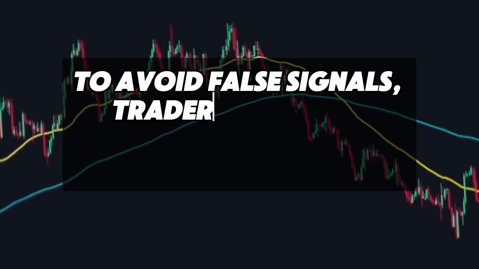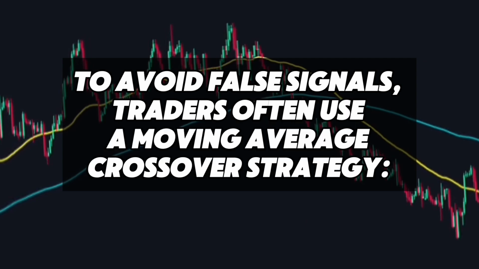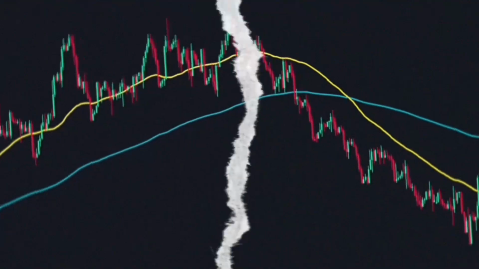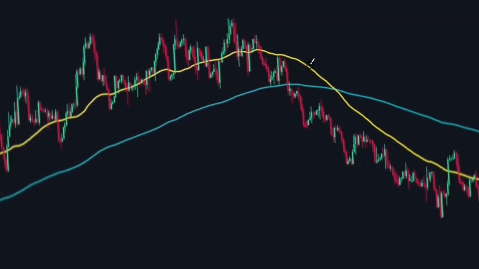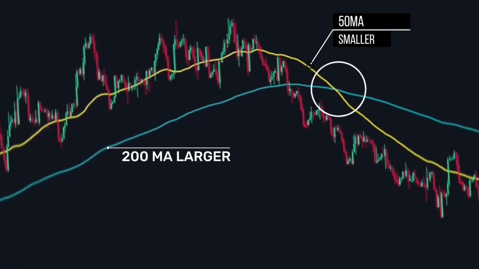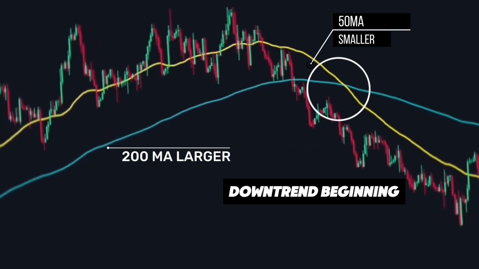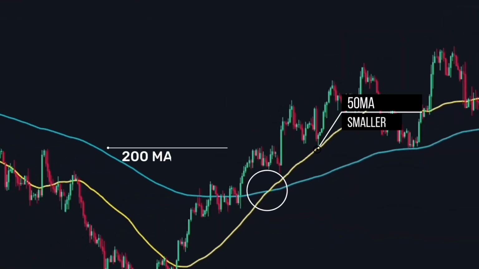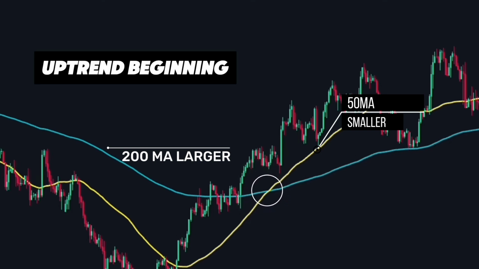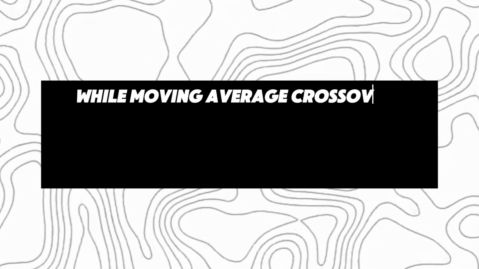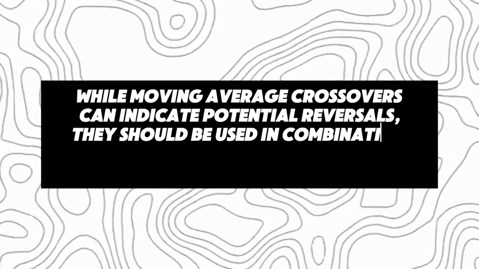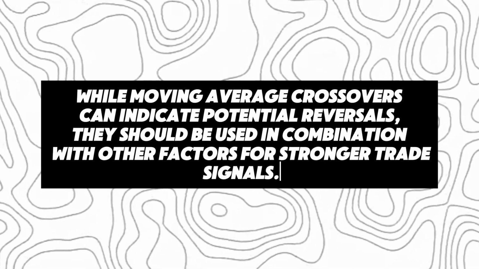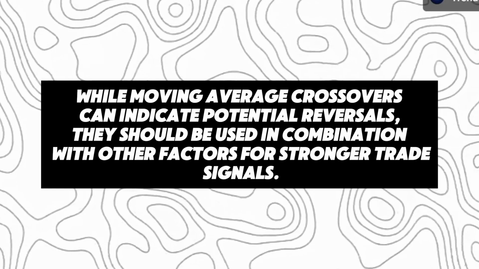Moving average crossover. To avoid false signals, traders often use a moving average crossover strategy. If a smaller MA, e.g. 50 MA, crosses below a larger MA, e.g. 200 MA, it signals a bearish reversal, downtrend beginning. If a smaller MA crosses above a larger MA, it signals a bullish reversal, uptrend beginning. While moving average crossovers can indicate potential reversals, they should be used in combination with other factors for stronger trade signals.